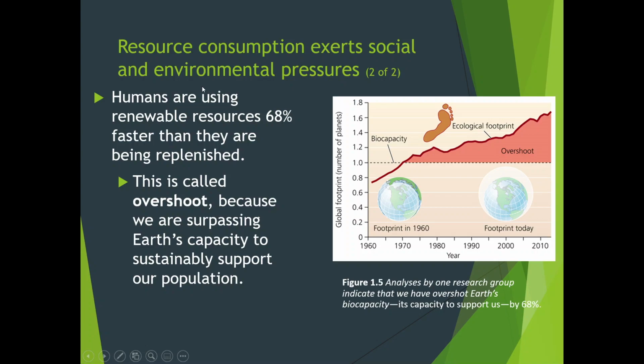Because what happens here is humans are using renewable resources 68% faster than they can replenish themselves. So we're cutting down trees 68% faster than they can grow back. And that is not good. That is the story of the Lorax happening, okay? And when this happens, and it happens in all ecological systems, it's called overshoot, right? And when overshoot happens, the next thing that's going to happen is a crash.